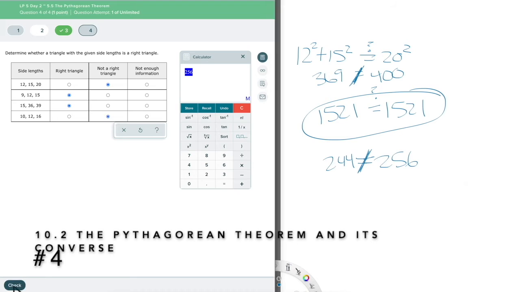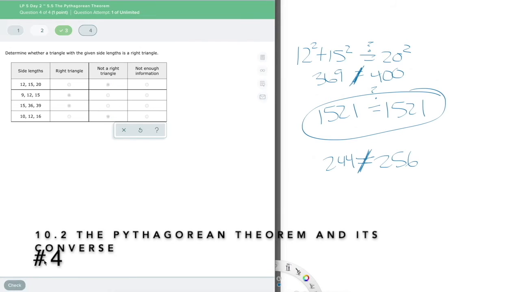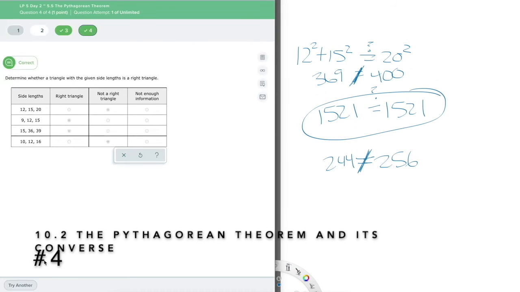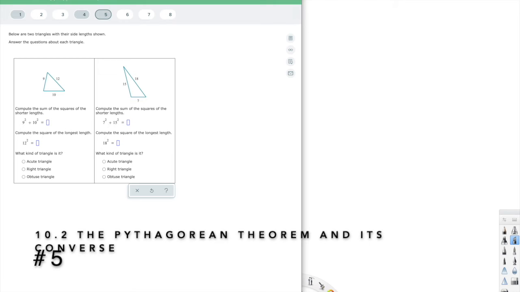So this one, we're just checking, does it in fact work when I use the Pythagorean Theorem? And again, make sure A and B are the smaller sides, the legs, and A squared plus B squared is equal to the larger side squared, which is C, or the hypotenuse. All right, so in this one, we're demonstrating the converse of the Pythagorean Theorem, which is what this topic is called. So below are two triangles with their side lengths shown, and we're going to answer the questions about each triangle.